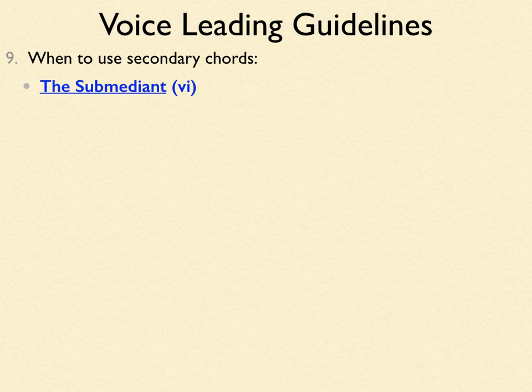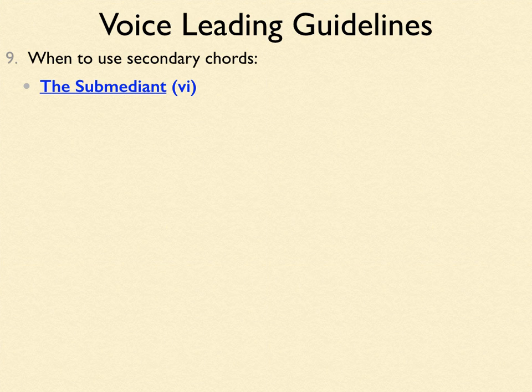So let's look now at the submediant chord. This is probably the most common secondary chord that we have, or at least it's just as important as the supertonic chord. The supertonic chord is usually reserved for cadences. It does occur elsewhere in music, but you'll tend to find that most of the time when the supertonic chord, chord 2, occurs, it's at a cadence, at a point of rest.